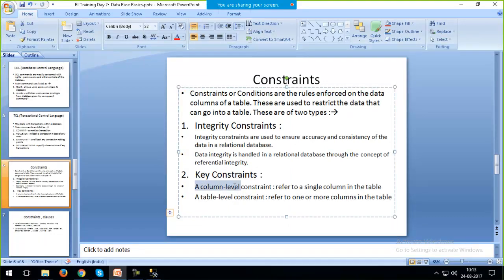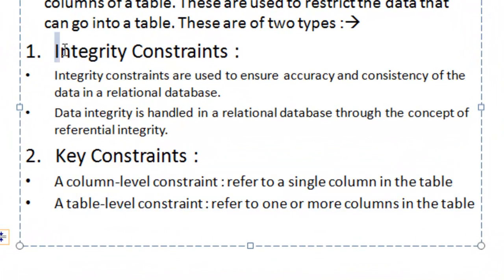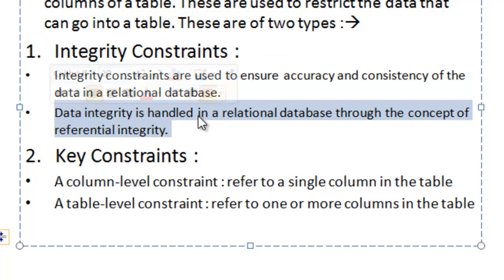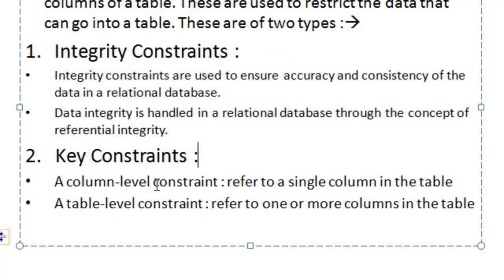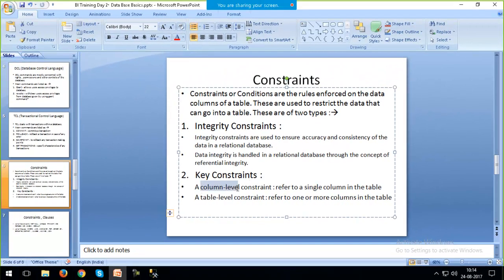Okay, so we have 2 types of constraints: key constraints, and integrity constraints also. Integrity constraints means that I want to check that the data which I am going to add must be accurate. The data integrity can also depend on referential integrity, which is the foreign key and primary key concept, which we'll discuss later. Okay, so what is the key constraint? Key constraints are of 2 types, column level and table level.